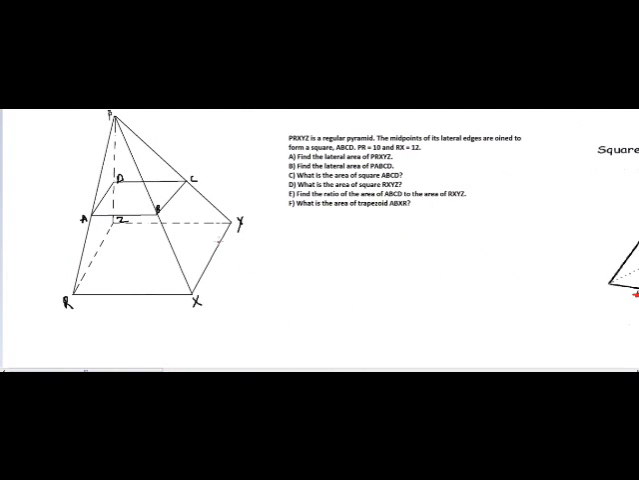Now the question says PRXYZ is a regular pyramid. The midpoints of its lateral edges are joined, there should be a J there, to form a square, ABCD. PR is equal to 10 and RX is equal to 12. So it tells us that PR right here is equal to 10 and RX right here is equal to 12. Now, if we want to find the lateral area of PRXYZ, we need to first find the slant height, but we'll go about finding the lateral area by adding the areas of all 4 of these triangles.